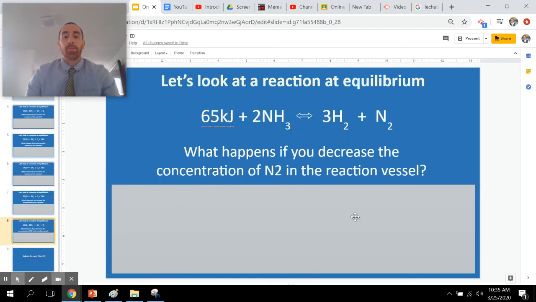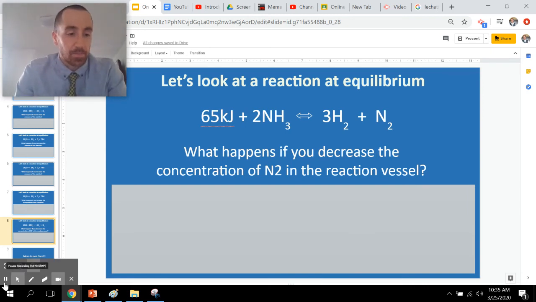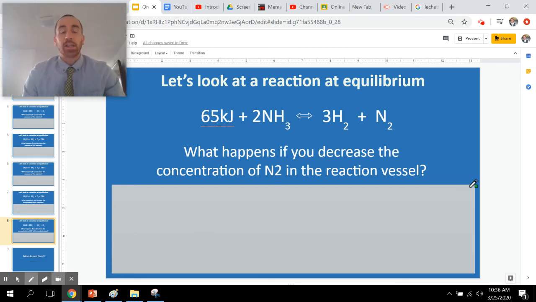What happens if you decrease the concentration of N2 in the reaction vessel? Pause the video. Let's see if you guys got this. All right, let me go back to, we can use green again. Now you see that we're dealing with concentration. Concentration and temperature, they do use that seesaw analogy, so you're going to need to set that up. Put the middle of your seesaw here, your fulcrum, and make your seesaw nice and level.